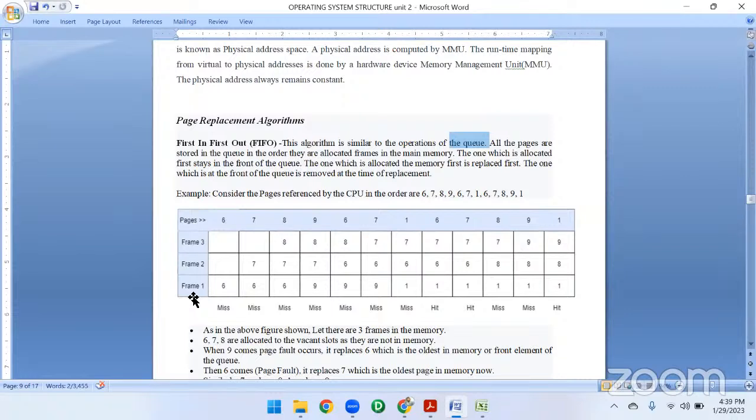So it will divide the RAM into frames. Each and every frame is allocated separately from the others. I will tell you how it happens. The page which is allocated first stays at the front of the queue, and the one which is allocated in memory first is replaced first. I will explain with an example, so let me take this example.